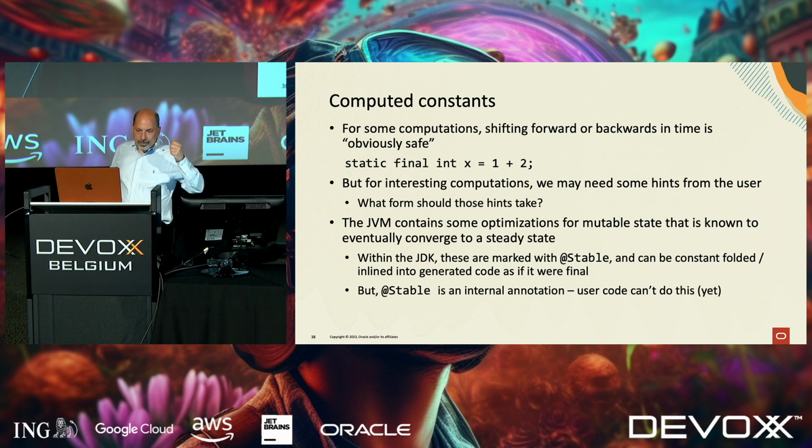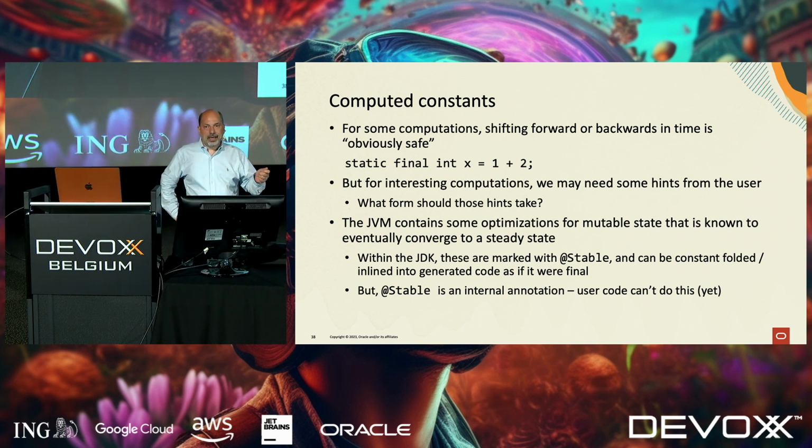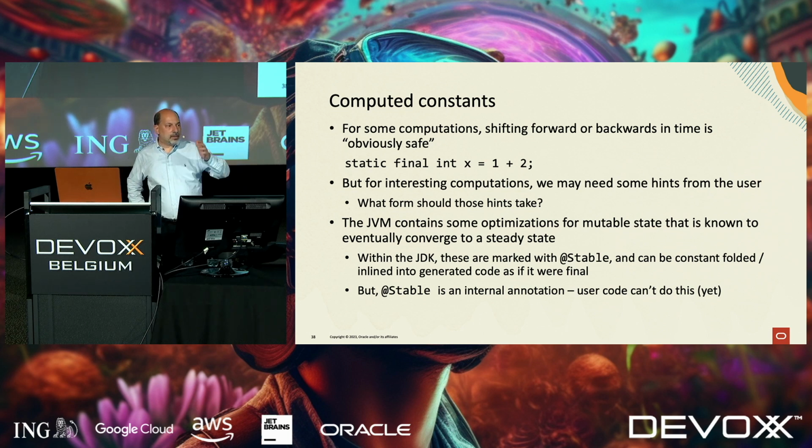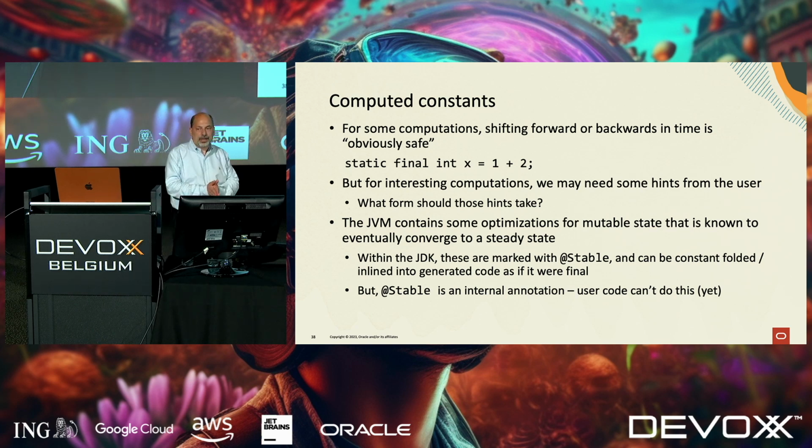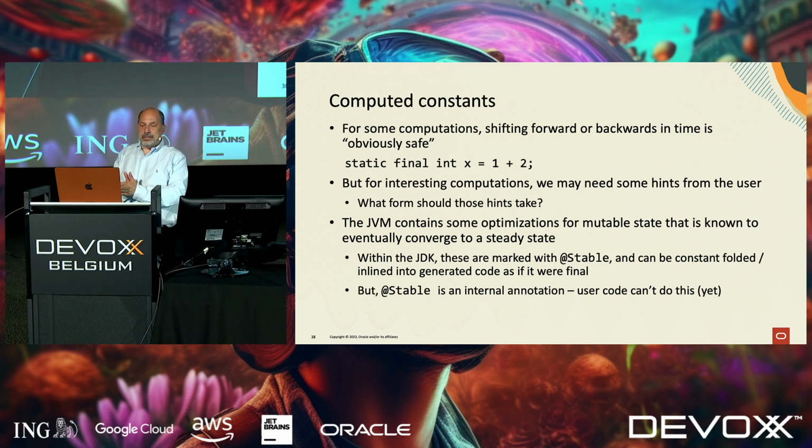The JVM already contains a known optimization for optimizing mutable static fields as if they were final static fields, if it knows that it will eventually converge to a stable value. And it's a sort of dodgy kind of thing, and so it has not been made available as a general purpose optimization, but it's something that you see in the JDK code. You see some code annotated with the internal annotation @Stable, and this is a hint to the JVM that says, once this is initialized, treat it as if it were final.